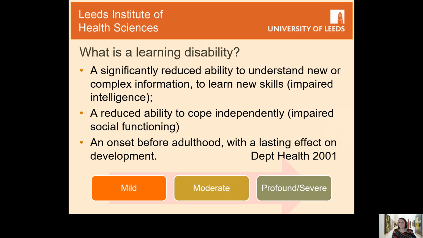I've also included these terms: mild, moderate, profound, and severe. We see them on people's records, and they're actually based upon IQ thresholds when IQ testing was a lot more commonplace, but they're not as meaningful now, and we don't tend to use them as coding. So a lot of people will not have these codes on their records, and they will not have an IQ score.